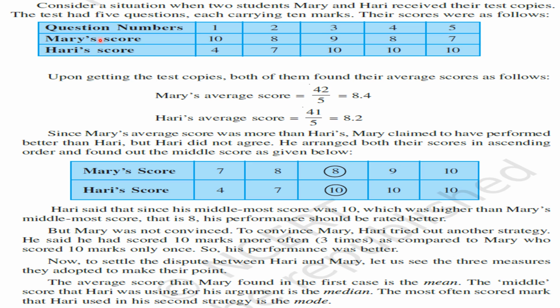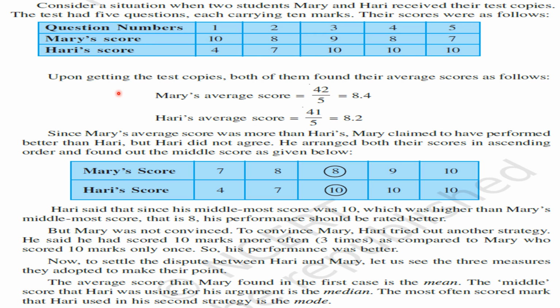See here, number of questions. Question numbers 1, 2, 3, 4, 5. 5 questions. For each question, the marks scored by Mary and Hari were given here. For the first question, she got 10 marks. For the second question, she got 8. Here 9, here 8, here 7. Similarly, Hari scored 4, 7, 10, 10, and 10. These are the scores obtained by Mary and Hari.